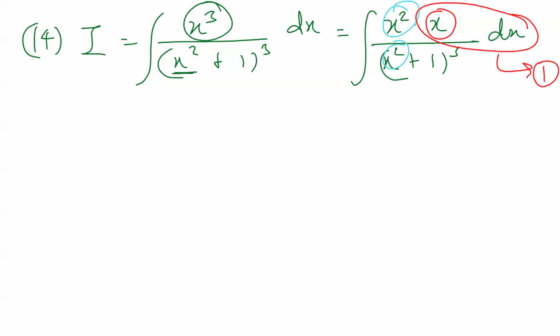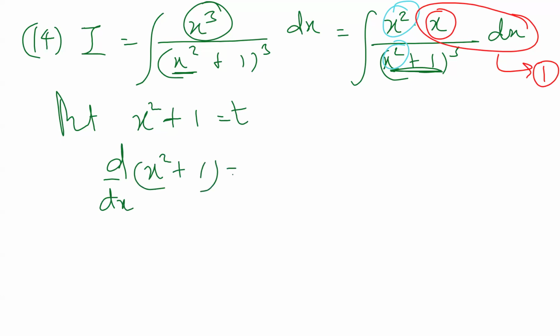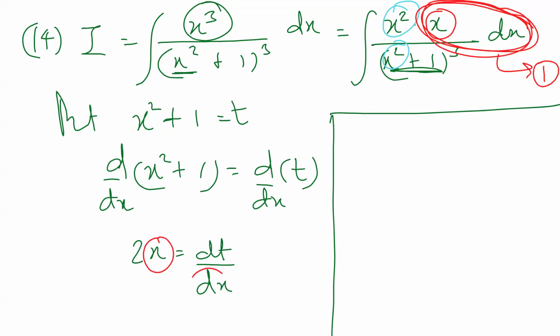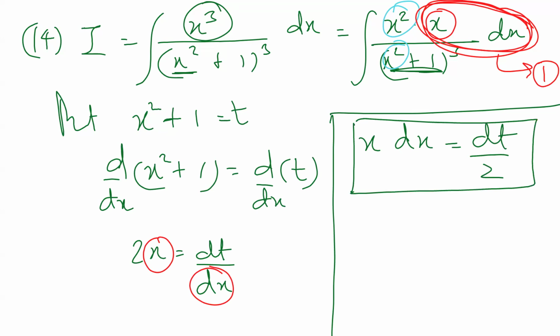Right. So put x square plus 1 as t, because the derivative of 1 is 0. So d/dx of x square plus 1 is equal to d/dx of t. That is 2x dt by dx. Now look at equation number 1. x dx is equal to dt by 2. x dx is dt by 2.